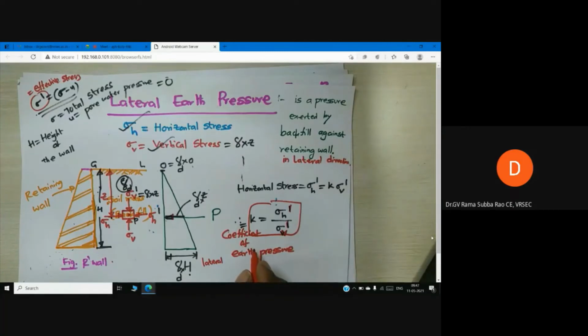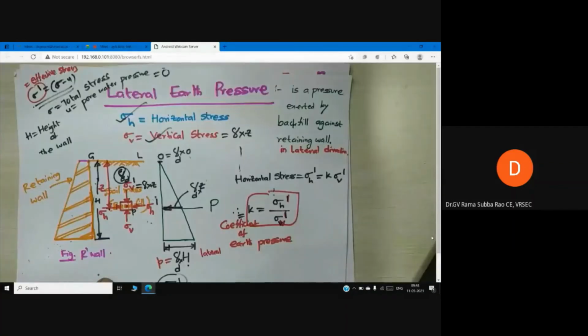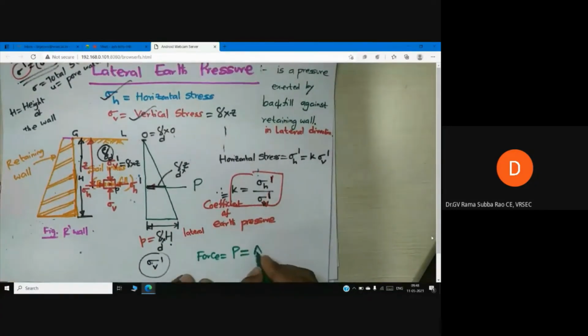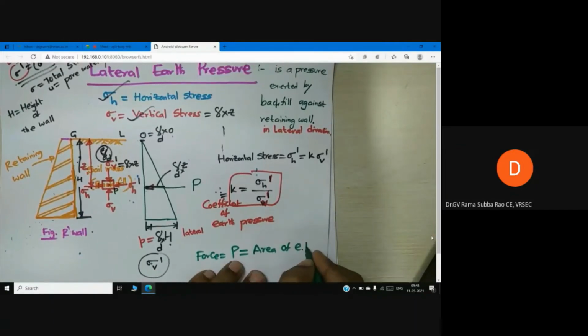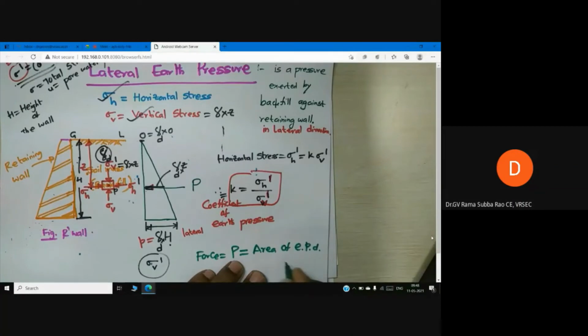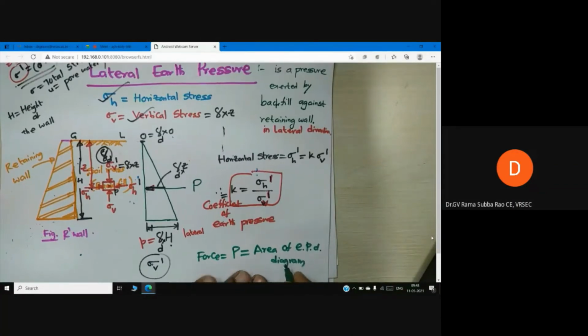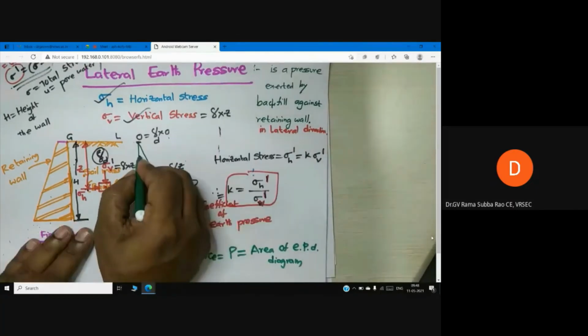So now, very interesting to know. Here you see, I have pressure. But what is this capital P? So capital P is force. Force is equal to area of the earth pressure distribution diagram. I know the earth pressure distribution diagram, you can see here.